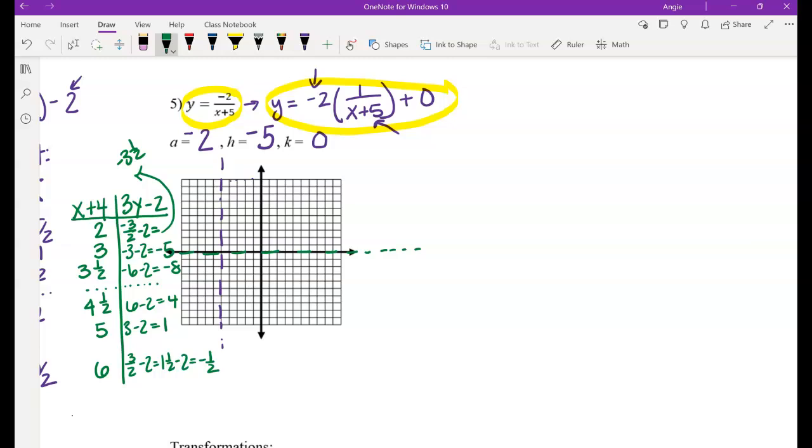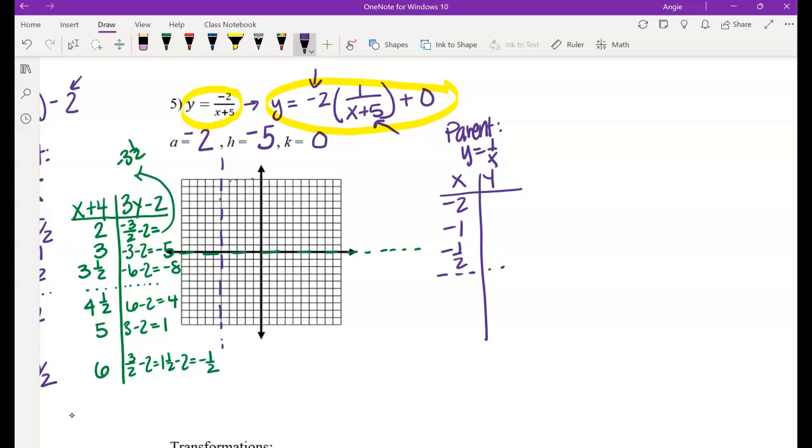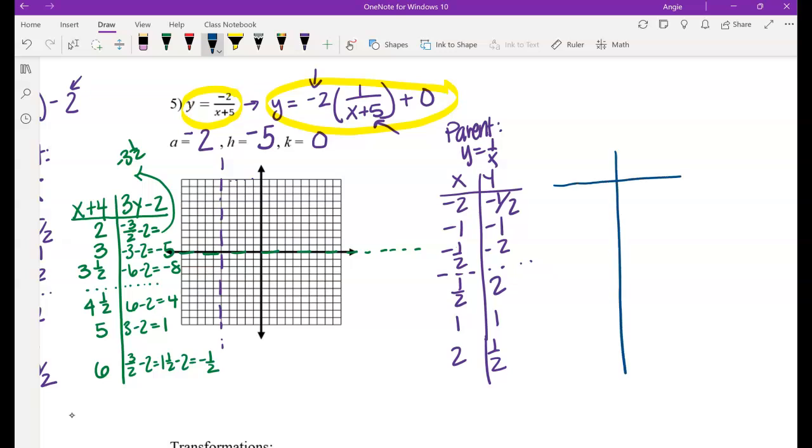Let's go and make a parent equation. Parent equation: y equals 1 over x. And guys, by now we should be able to get these very, very fast. -2, -1, and then -½. No, we cannot pick 0. 1 over 2, 1, and 2. So -½, -1, -2, +2, 1, and 1 over 2. Your transformation table, because that's what's going to be.